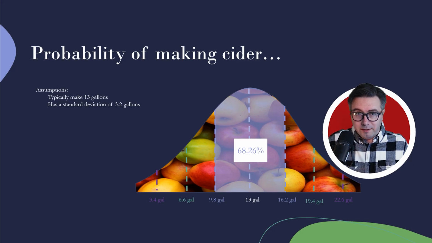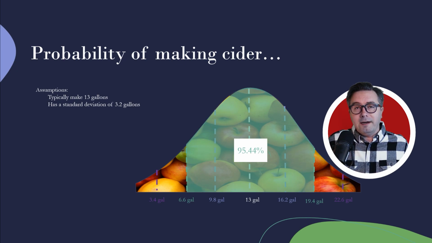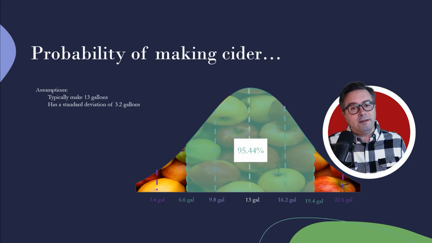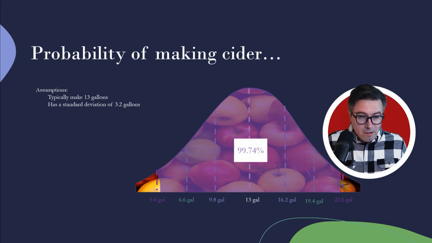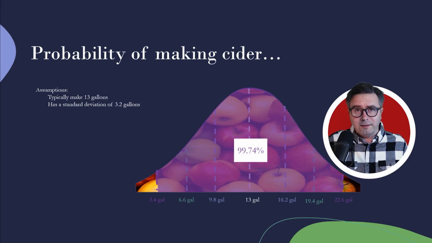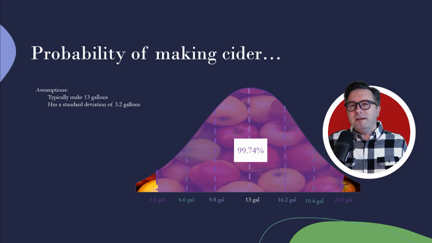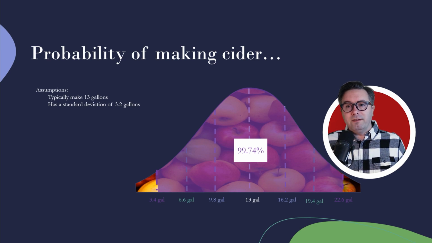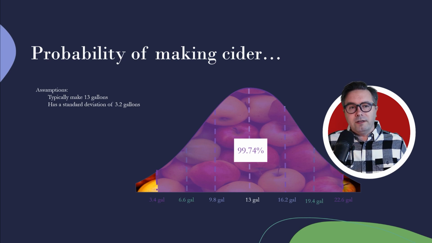68.26% of the time that we make cider, we can expect it between 9.8 gallons and 16.2 gallons. 95.44% of the time we can expect to get between 6.6 gallons and 19.4 gallons. And almost 100% of the time we can expect to get 3.4 to 22.6 gallons. Okay. So, I mean, it seems like a huge spread, but it gives us something to work with. And that's a lot of the reason why we like normal distribution, because it gives us something to work with.